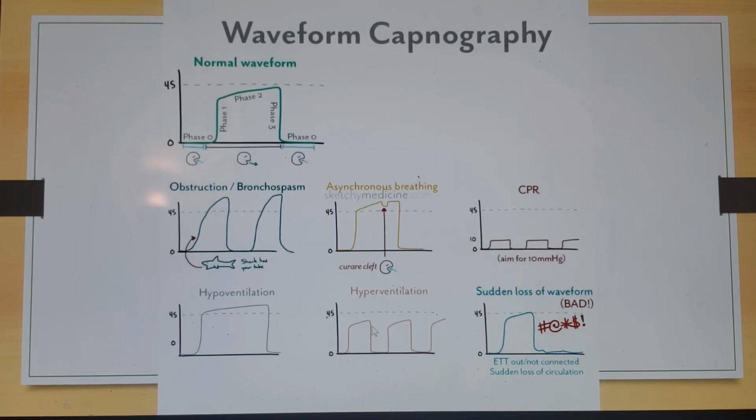Hypoventilation, you've got a long, wide waveform with a number greater than 45. Hyperventilation, more rapid, narrow waveforms that are lower than 45. And then say you've got a sick patient, nice looking waveform, and then boom, all of a sudden you lose it. First and foremost, you need to check your equipment to make sure everything's plugged in. But if everything is, then you're in a world of hurt because they just lost their pulse.